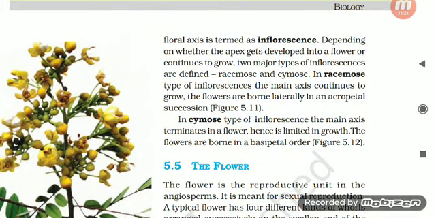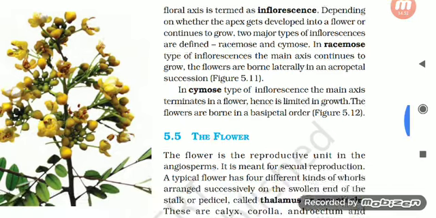Depending on whether the apex gets developed into a flower or continues to grow, two major types of inflorescences are defined: racemose and cymose. In racemose type of inflorescences, the main axis continues to grow. The flowers are borne laterally in the acropetal succession. In cymose type of inflorescence, the main axis terminates in the flower, hence it is limited in growth. The flowers are borne in a basipetal order.